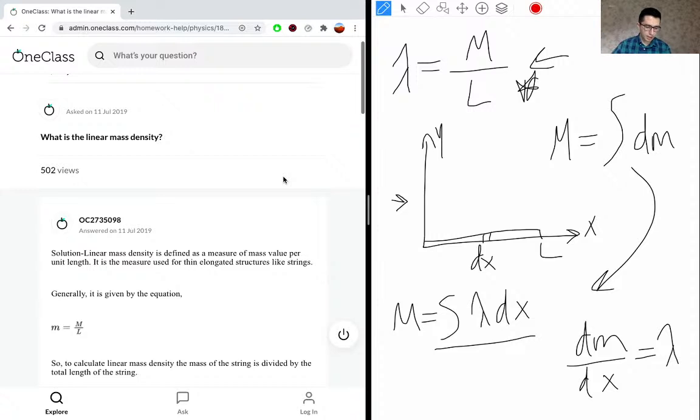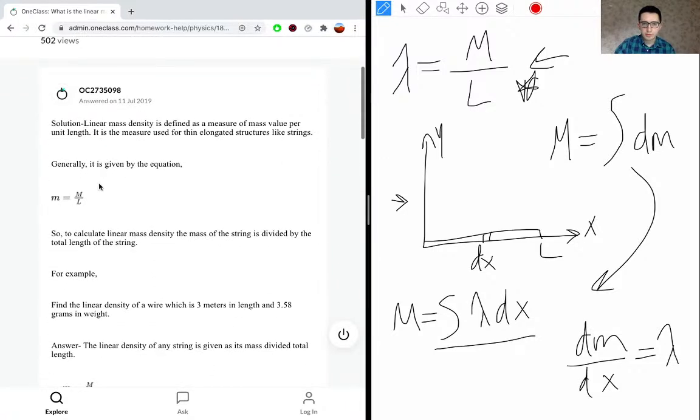But essentially here, the linear mass density is just the density across a linear object, or it's a linear measure. So we have some kilogram, let's say, per unit, so kilogram per meter or something like that.